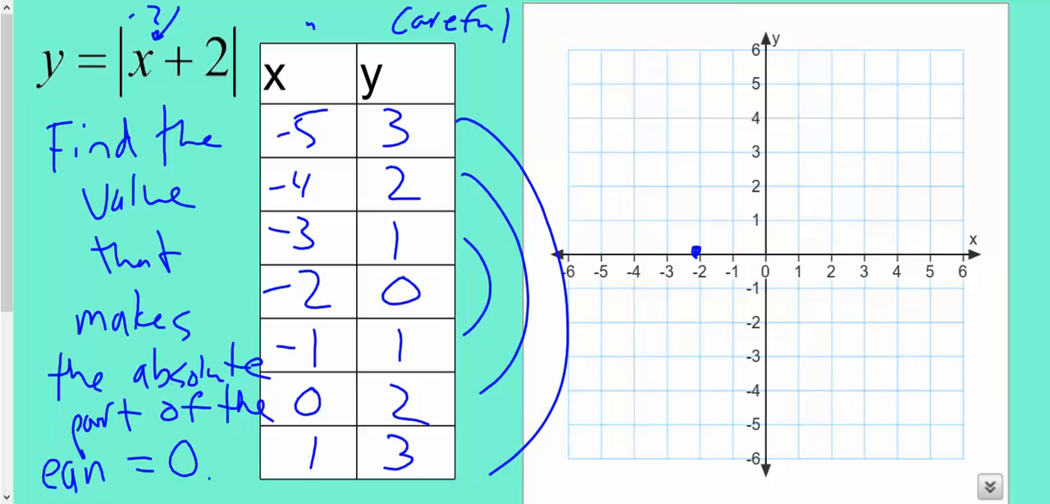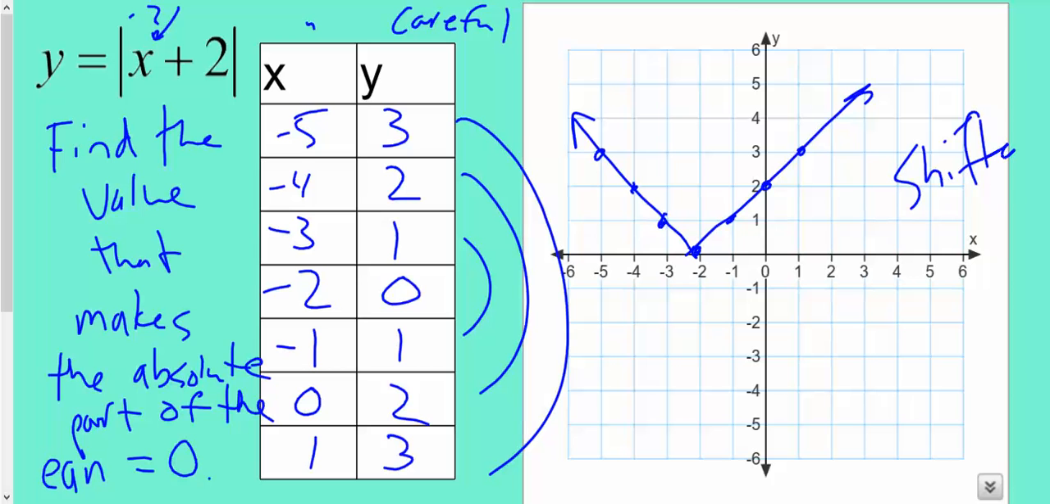Negative 2, 0. Negative 3, 1. Negative 4, 2. Negative 5, 3. And then negative 1, 1. 0, 2. And 1, 3. As you can see, we still have the V, and it is shifted to the left 2 units. This is another type of transformation, and I'm going to explain these transformations tomorrow. Basically, it's the same graph, but it's to the left 2, which is odd because it's a plus 2. But we'll talk about that in class.